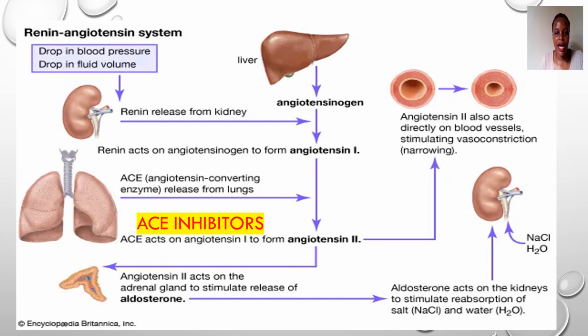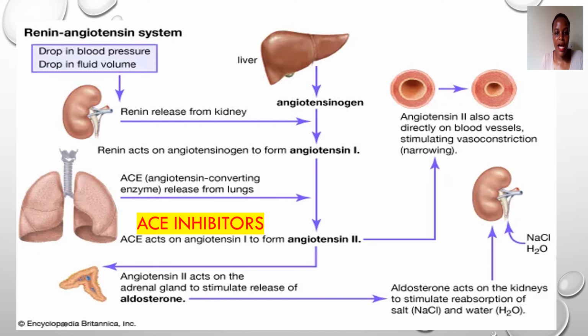Angiotensin 2 will act on the vessels directly, causing vasoconstriction, hence narrowing, causing high blood pressure. Angiotensin 2 also will act on the adrenal glands, stimulating the release of aldosterone. Aldosterone causes the reabsorption of sodium and water in the kidneys, hence increasing your blood pressure.